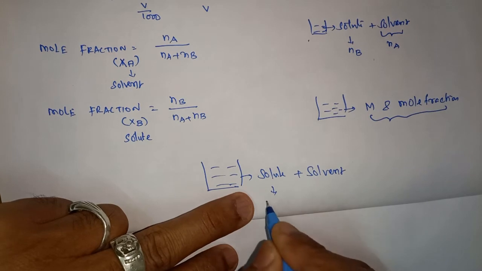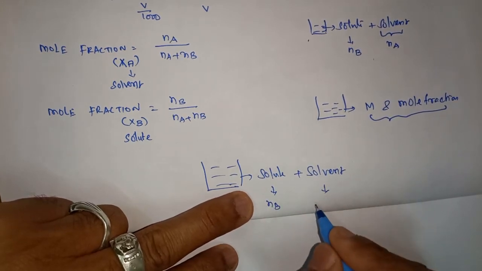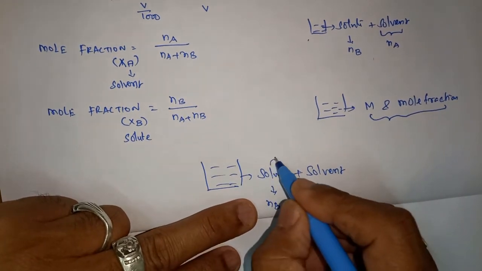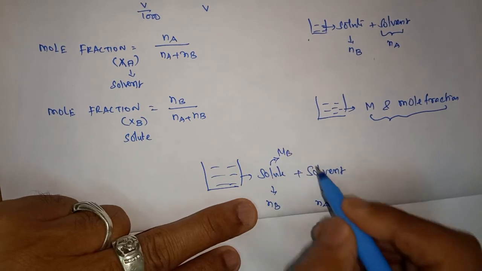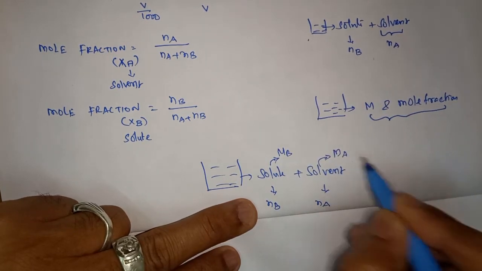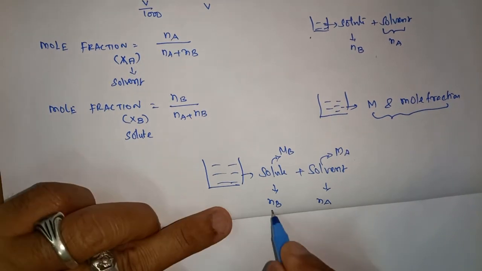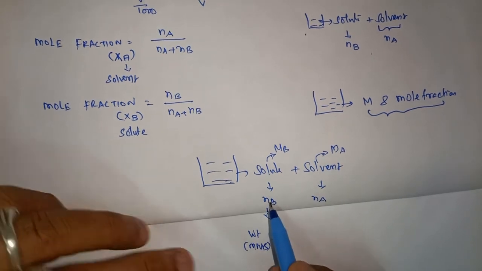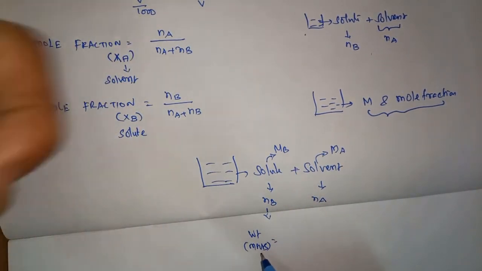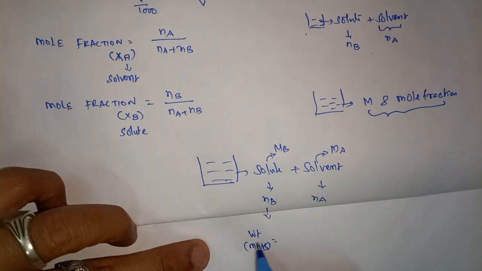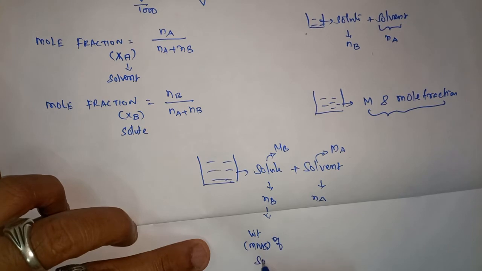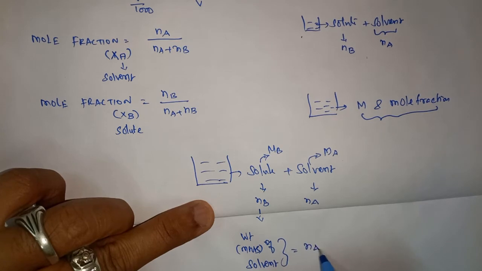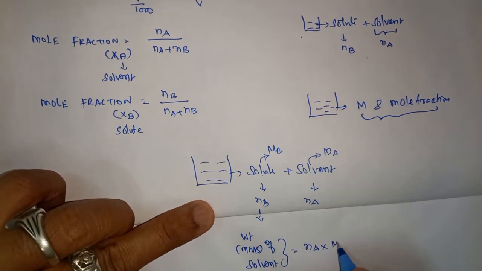Here the number of moles of solute I write as n_B, and the number of moles of solvent as n_A. The molecular weight of solute I keep as M_B, and the molecular weight of solvent as M_A. If I multiply the molecular mass by the number of moles, I get the mass. So the mass of solvent is equal to its number of moles times its molecular weight.